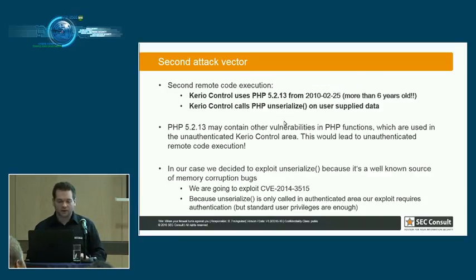So for the second attack vector, we are using the fact that they are using a 6-year-old PHP binary. And as you can imagine, a 6-year-old PHP is not good because it contains many, many different publicly known vulnerabilities. They also use unserialize on user input, which is also bad. So what we're doing is, you can find on the internet some publicly known vulnerabilities inside unserialize.